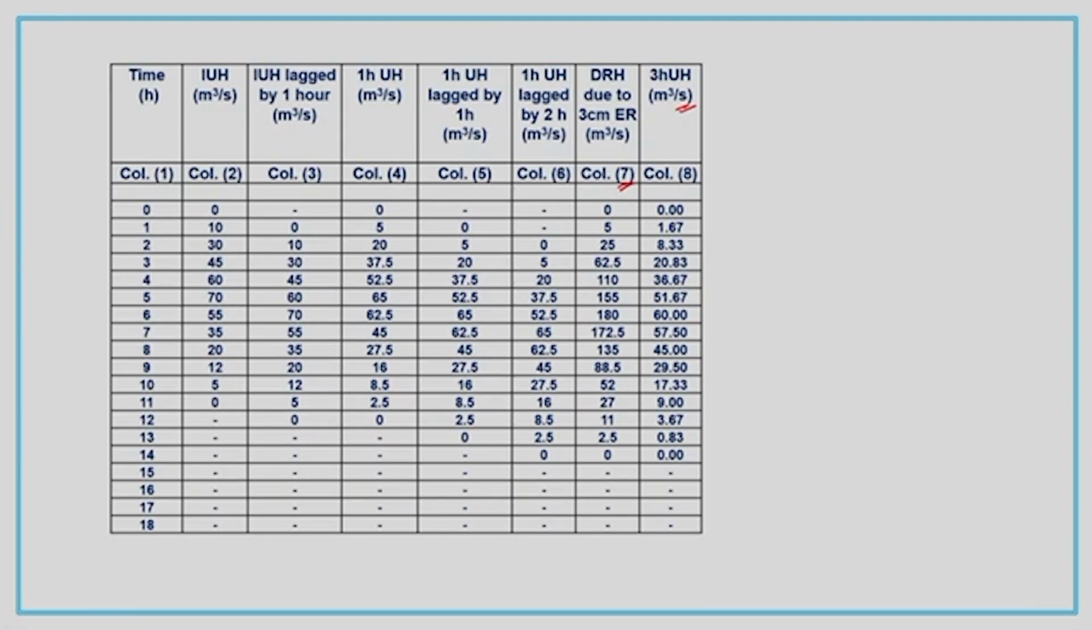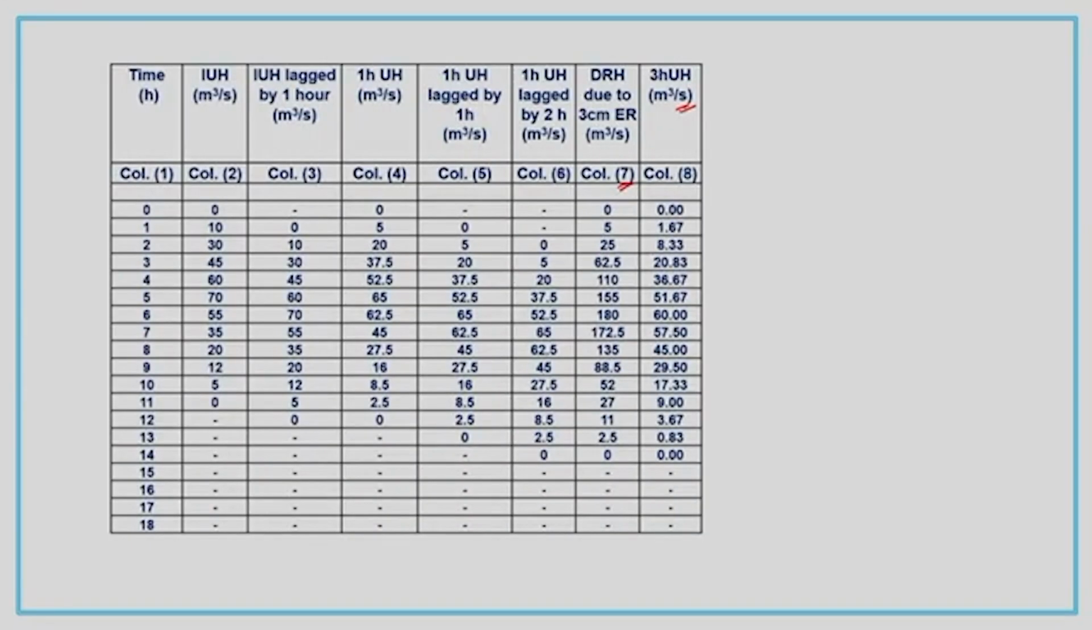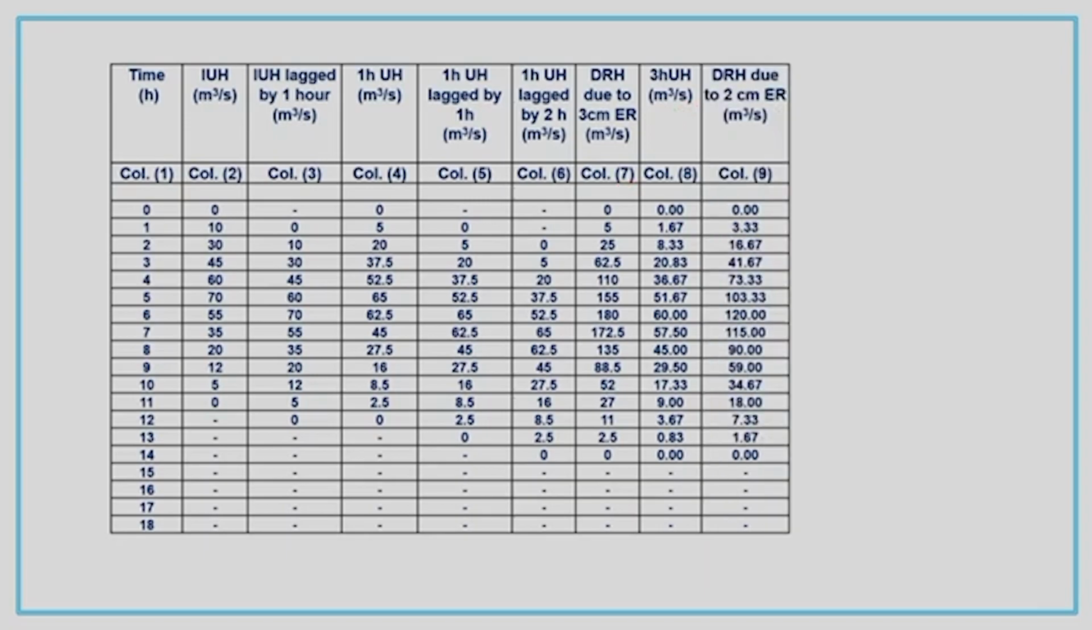Now, the next step is to get the direct runoff hydrograph due to 2 centimeters rainfall for the initial 2 hours and 5 centimeters rainfall for the next 2 hours. What will we be doing? We will be applying the principle of proportionality here. So, for the DRH due to 2 centimeters of effective rainfall, we are multiplying column 8 by 2. So, we can produce column 9.